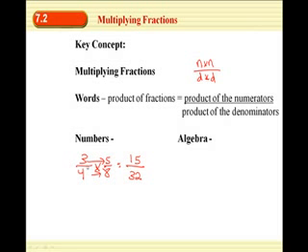Notice you don't have to get common denominators. You just plain multiply. A over B times C over D would be AC over BD. Done. Okay, so write the key concept box down. You need to be doing that. Pause this, get it all written down, and then when you're done, we'll move to the next example.